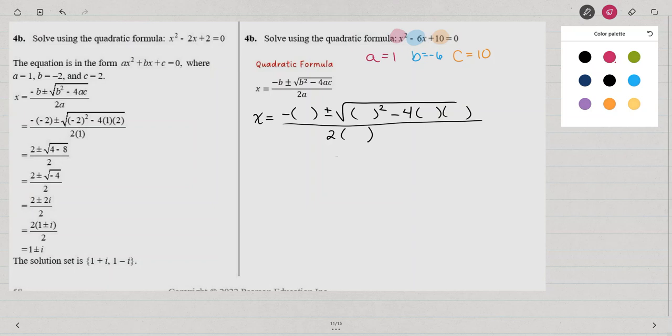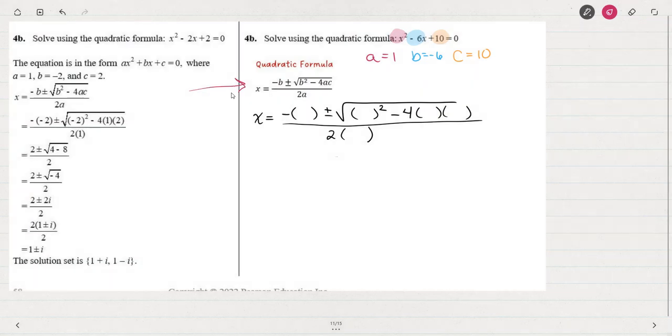I'm going to start by writing the formula, and then I'm going to call out what a, b, and c are. A is 1, the coefficient of x squared. B is negative 6, the coefficient of x. And c is the constant, 10.